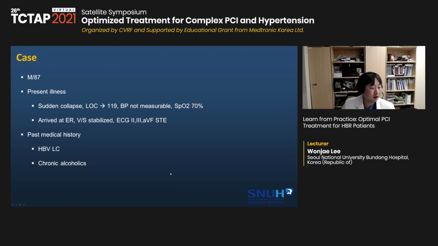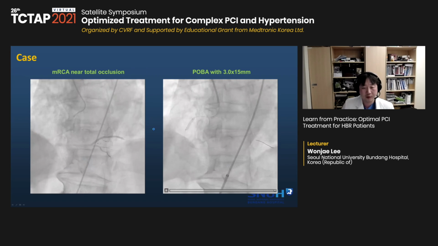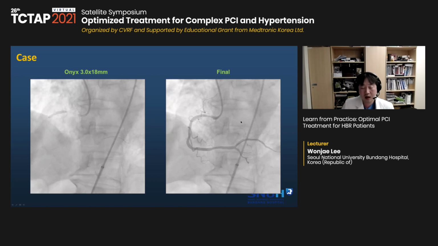So I'm going to share some cases with HBR patients. It was an 87-year-old male. He suddenly collapsed at ROC, and at the ER, he had an inferior MI. He was old and had liver cirrhosis, and he was a chronic alcoholic. There was a near total occlusion of the mid RCA, so simple POBA was done, and also an Onyx 3.0 was implanted, and the final angio looks pretty good.